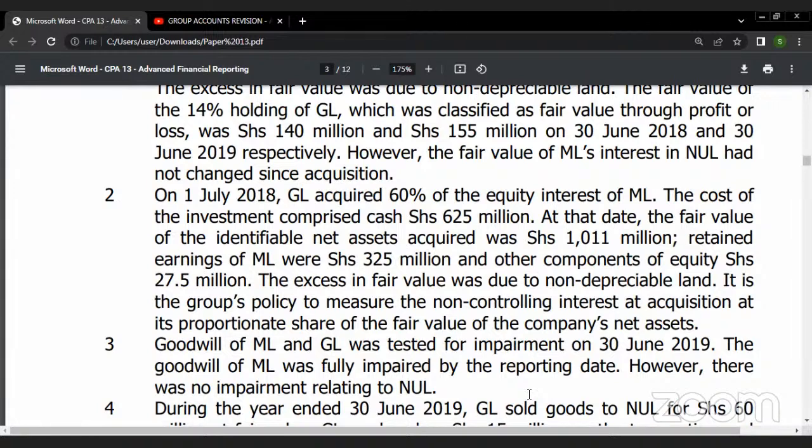So I'm going to use the first 3 notes, note 1, note 2, and note 3, to see how we can calculate our goodwill, as well as coming up with our group structure. So I'll start with the group structure. Then from the group structure, we can calculate our goodwill, and then we move on to the other notes, and then we see how we can prepare our consolidated statement of financial position for the group.